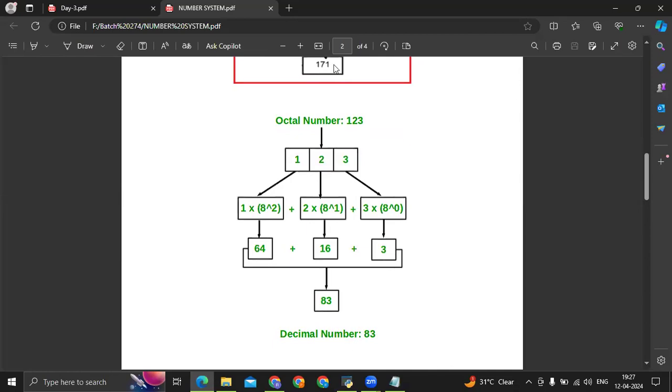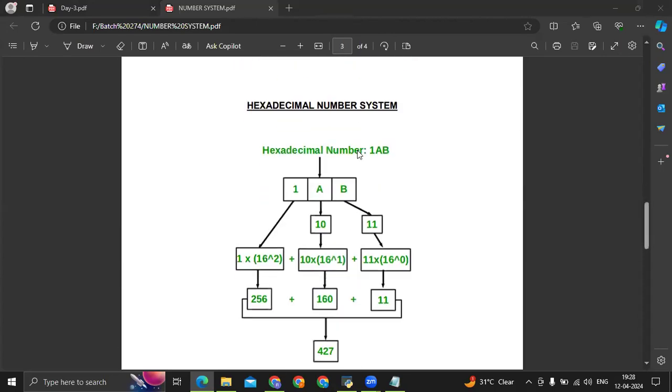Students, are you getting me? Is this clear to you? Is this format clear to you? Please confirm in the chat box. How is the conversion taking place? I'm asking the students who especially ask me such questions. Thank you. Let's proceed with hexadecimal.